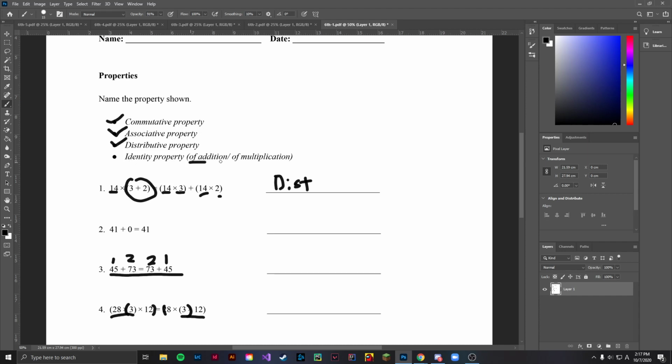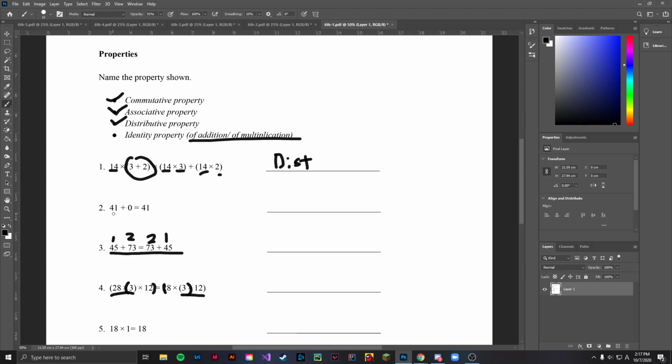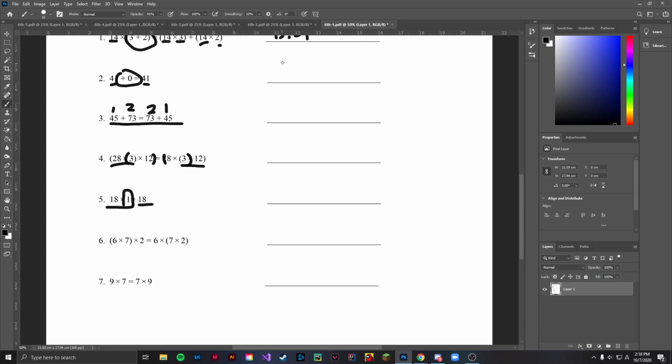Identity property of addition and multiplication. So an example of identity property is right here, number 2 plus 0. Anything plus 0 equals itself. Anything times 0 equals 0. That's the zero property, that doesn't exist. Anything times 1, so 18 right here, 18 times 1 is going to be equal to itself. That's the identity property. And with that, you should be able to do the rest pretty easily.